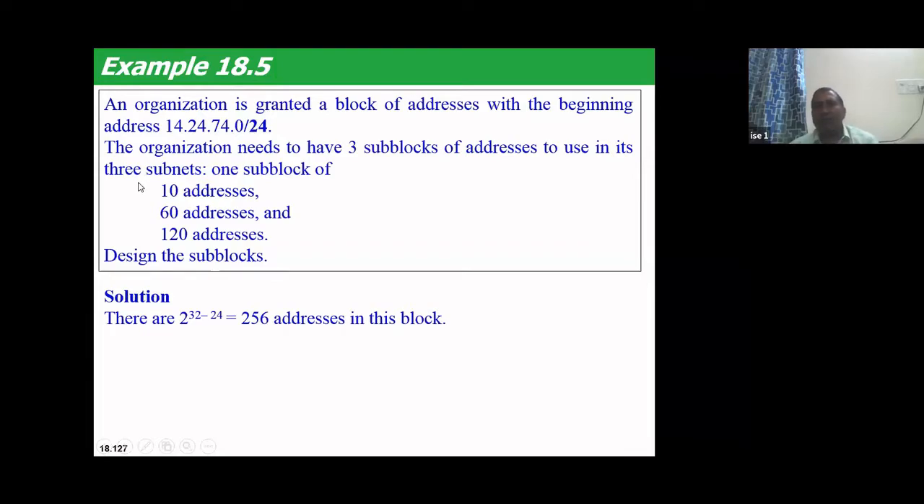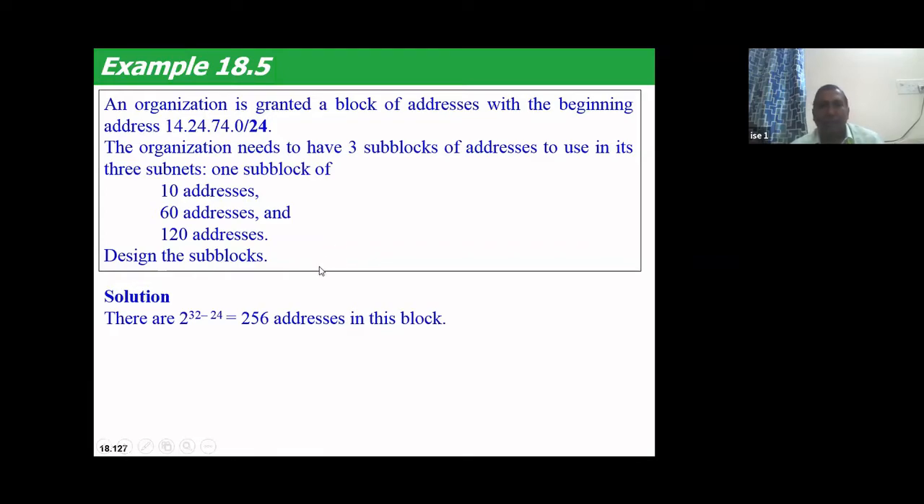The organization needs to have 3 subblocks of addresses, 3 subnets. One subblock of 10 addresses, another subblock of 60 addresses, and the remaining one of 120 addresses. So 120 plus 60 is 180, plus 10, 190 addresses are needed. Design the subblocks.